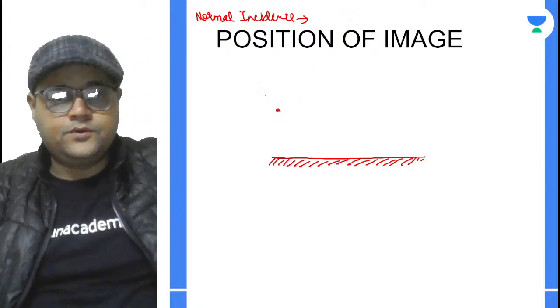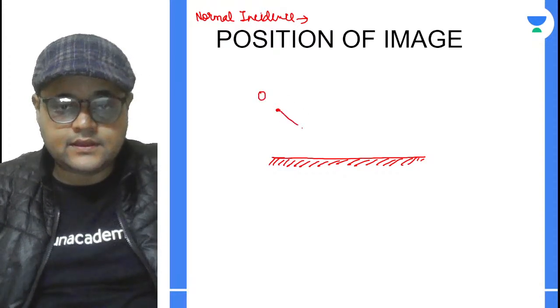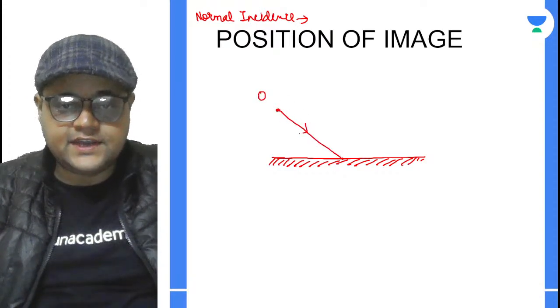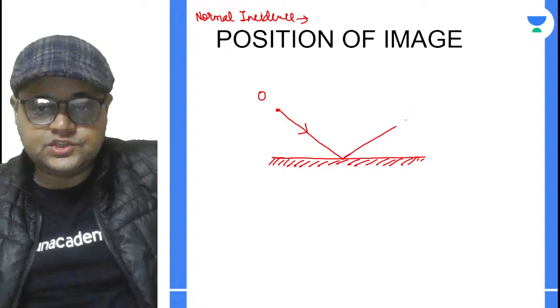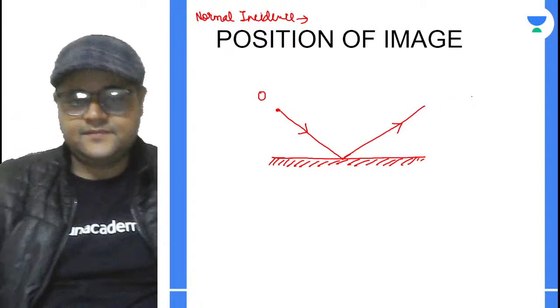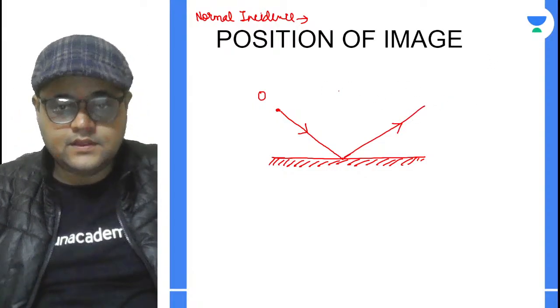Now, let me suppose this is the object. This is the incident ray and this will be the reflected ray. Yes, right? This is your normal.